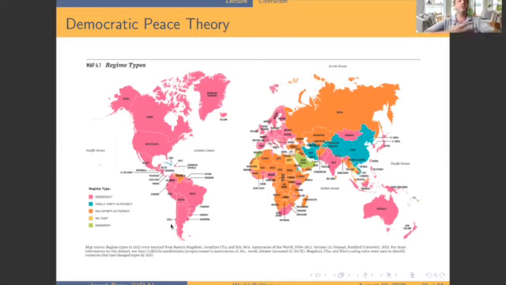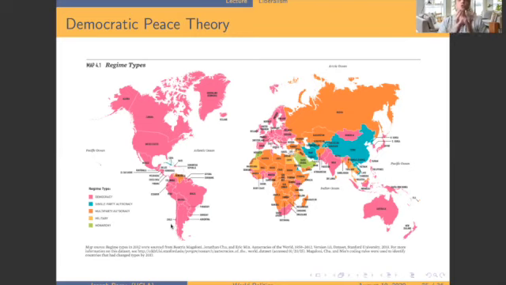And here is just a slide showing the different regime types. You'll notice that around the world, particularly in the Western Hemisphere and in Europe, democracies are the prominent regime type.